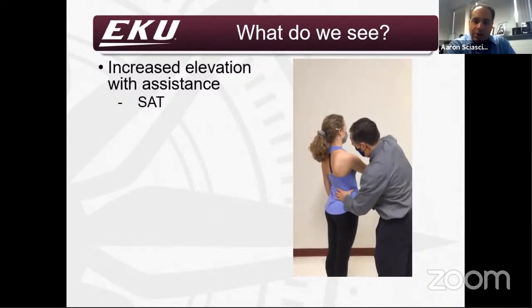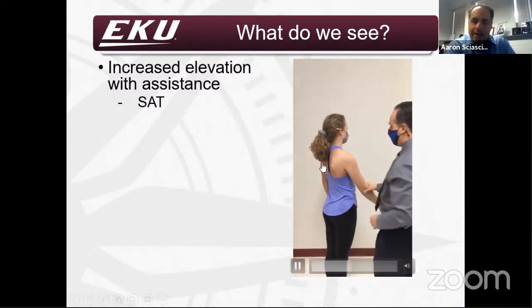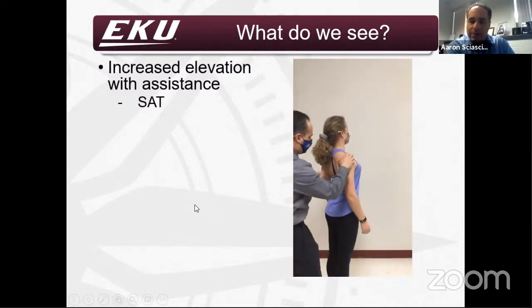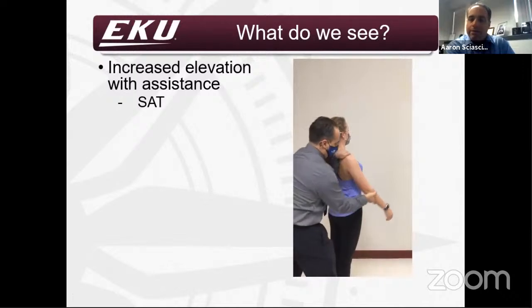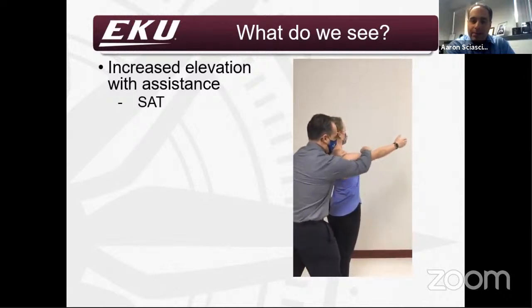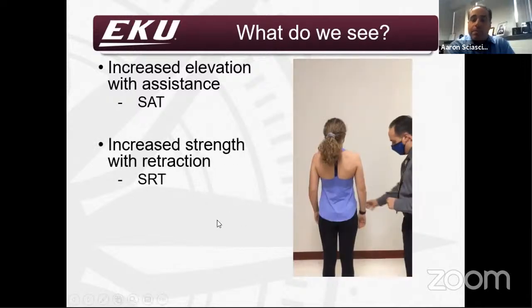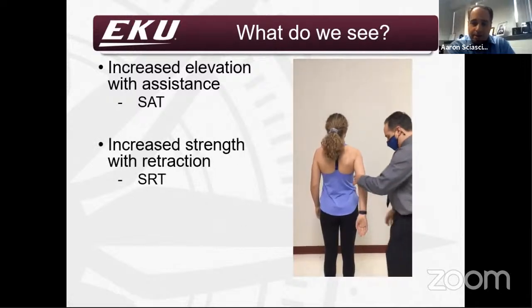Here is our scapular retraction test, and you can see her serratus will not work very well to keep the scapula against the thorax during resistance. When we manually resist the scapula and hold it in place, we have a drastic increase in strength. So we have improvement with scapular retraction, indicating that it's positive.